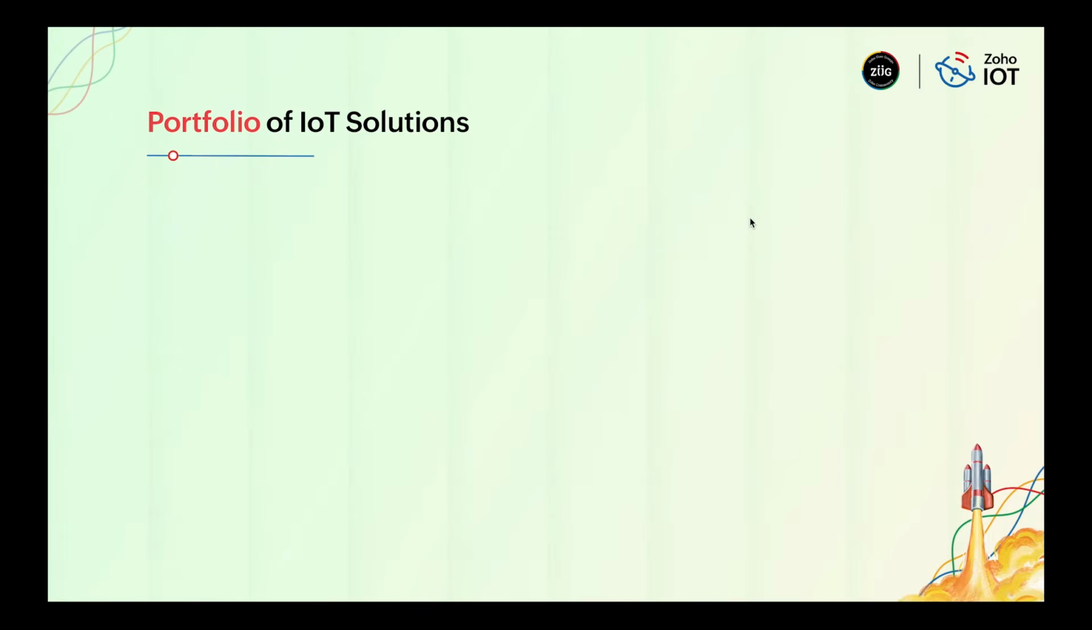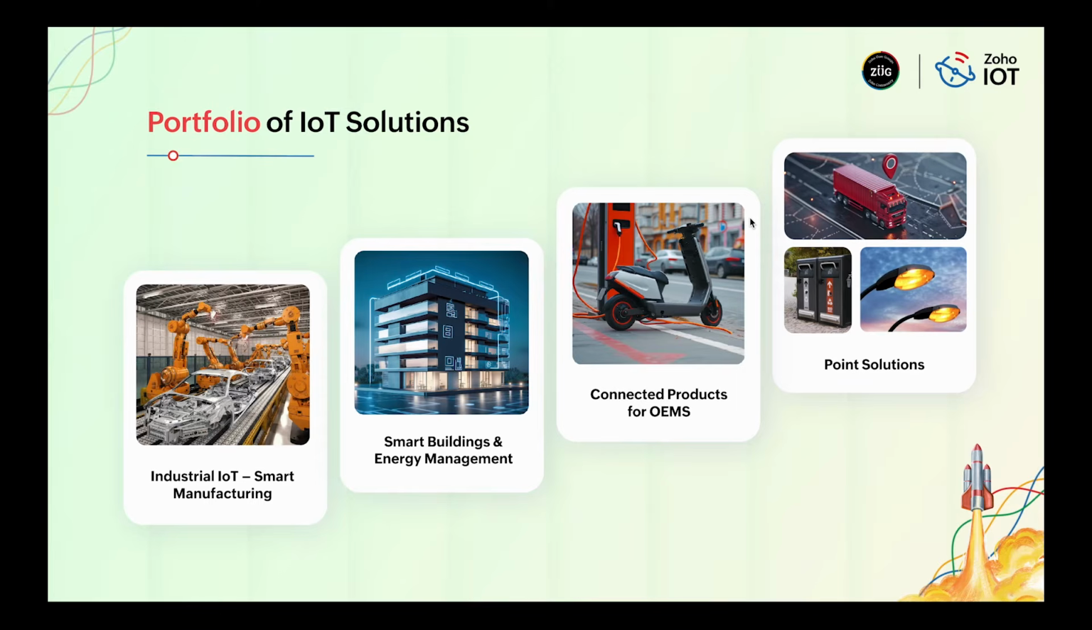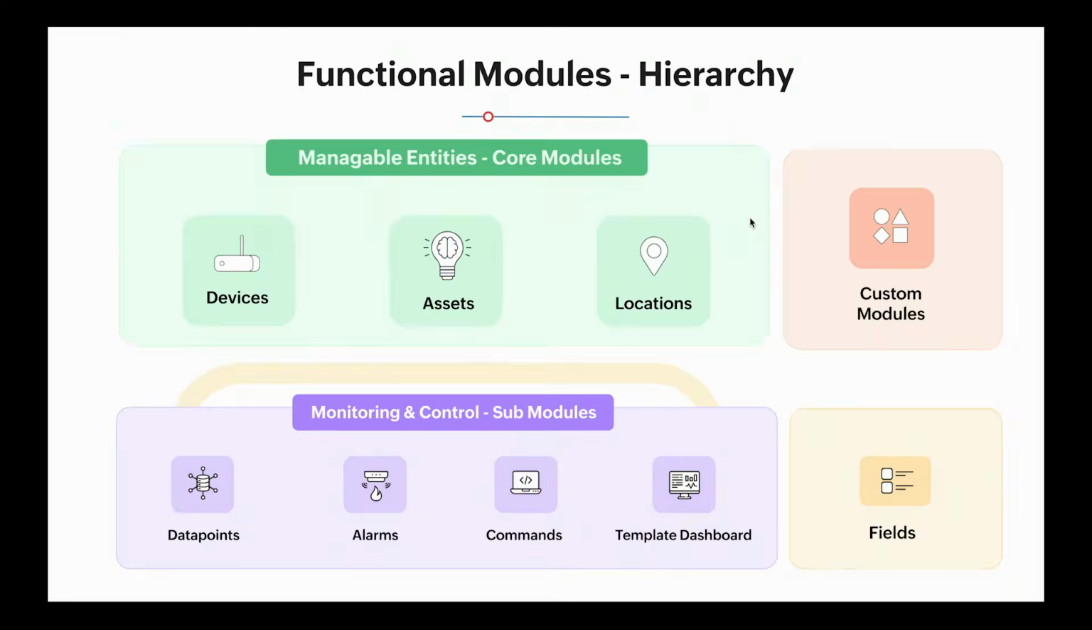These are all the portfolio of vertical IoT solutions that we focus on. One is industrial IoT for smart manufacturing. Two, smart buildings and energy management for any type of facilities. Then connected products for OEMs, which are targeted at manufacturers again, and point solutions like fleet management, fleet tracking, waste management, smart lighting, and a lot of other use cases.